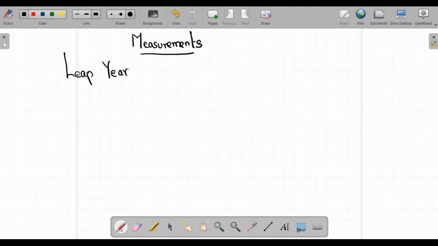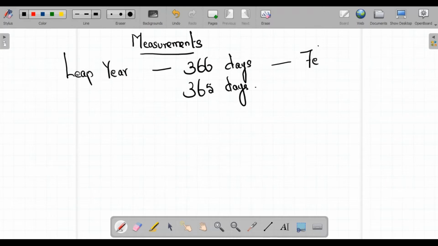A leap year has 366 days, whereas a normal year has 365 days. When I say 366 days, obviously the number of days in a month is going to change. In a leap year, February actually has 29 days. So the next question is, how do we know a given year is a leap year?